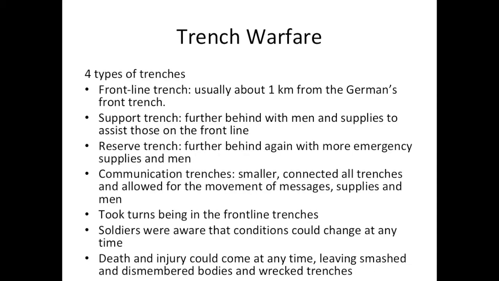The Allies used 4 types of trenches. The front line trench was usually about a kilometer from the Germans' front trench. Further behind this front line trench was the support trench, with men and supplies to assist those on the front line. Further behind again was the reserve trench, with more emergency supplies and men. Smaller communication trenches connected all the trenches and allowed for the movement of messages, supplies, and men.